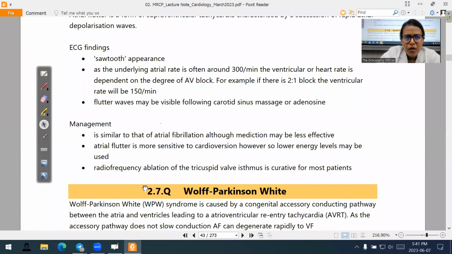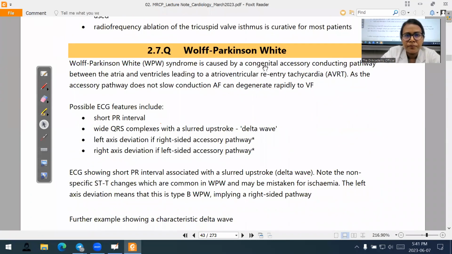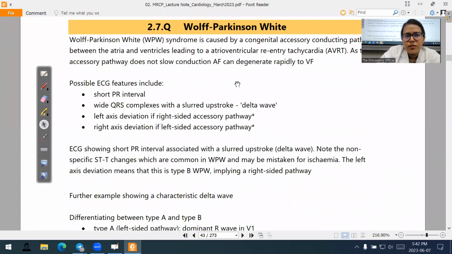Okay, similar. The important treatment is radiofrequency ablation. This is the important treatment. Okay, Wolff-Parkinson-White syndrome, ECG characteristic finding. This is, of course, a congenital accessory conducting pathway, and there are several cardiac arrhythmias that can occur with Wolff-Parkinson-White syndrome. The two most common would be AVRT, atrioventricular reentrant tachycardia, or atrioventricular nodal reentrant tachycardia.